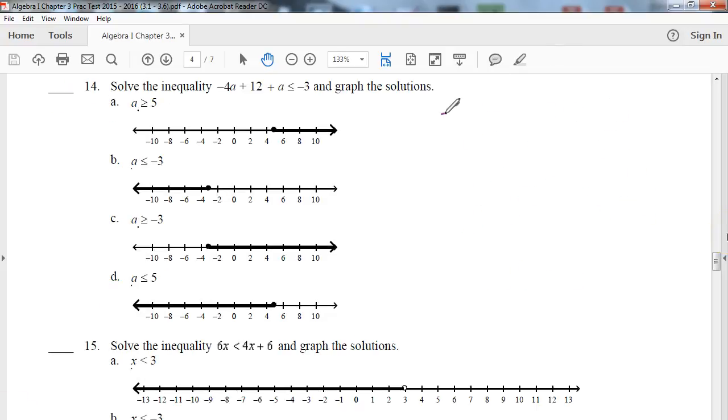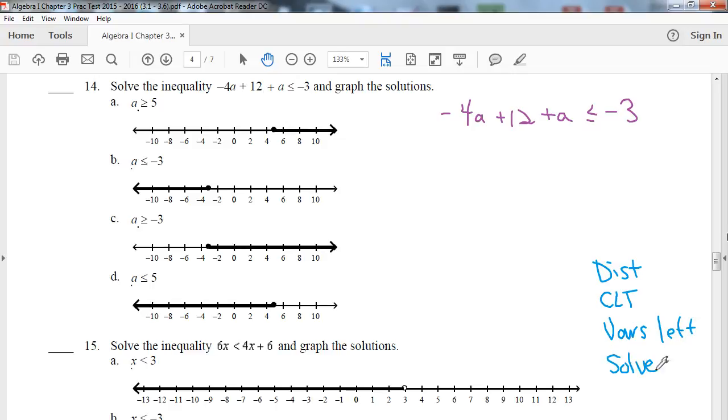Number 14, solve the inequality negative 4a plus 12 plus a is less than or equal to negative 3 and graph the solutions. We had a little 4-step process that I showed in my classes where you can distribute, combine like terms, get your variables to the left, and then solve. Usually you're left with a 2-step inequality at that point. There's nothing here to distribute, but we can combine some like terms. We have negative 4a and positive a, which would be negative 3a plus 12 is less than or equal to negative 3. So that takes care of combining like terms.